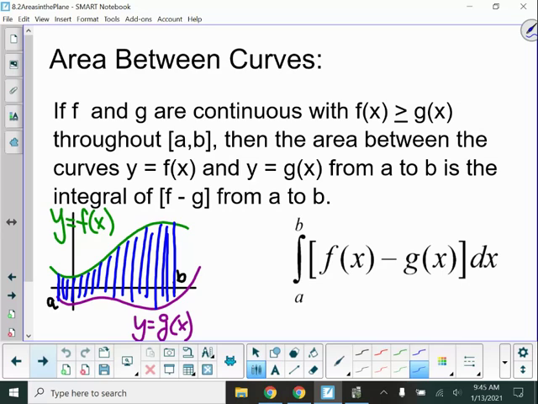Now you may have questions where one curve crosses, like one curve starts on the top and then it ends on the bottom. In that case, you would just split it up into two different integrals. You would just have to find the place where they intersect, and do one integral for the first part and one for the second. You could also, if you had a calculator, do the absolute value between the curves, because then it wouldn't matter which one is on top and which one is on the bottom.